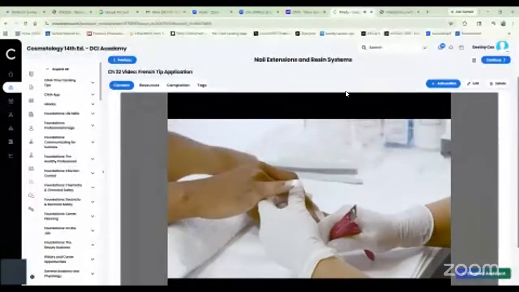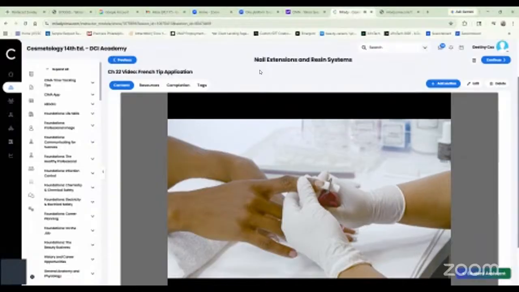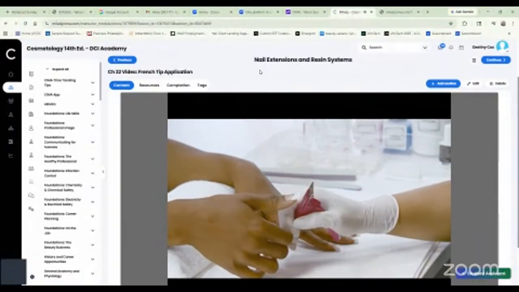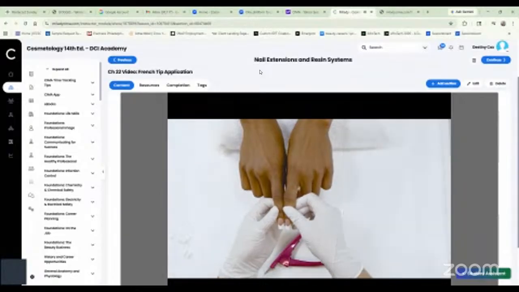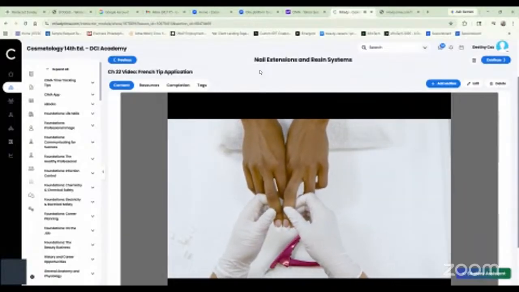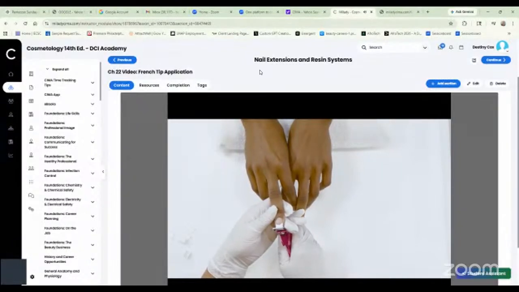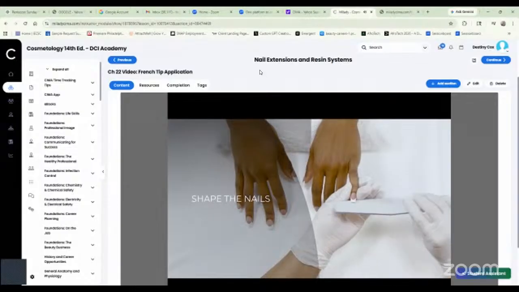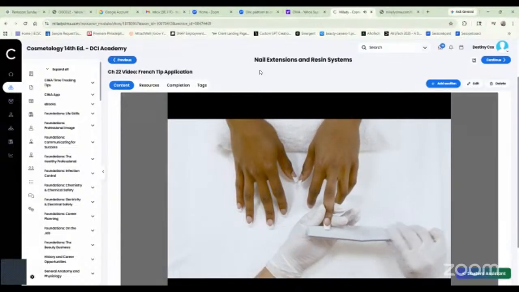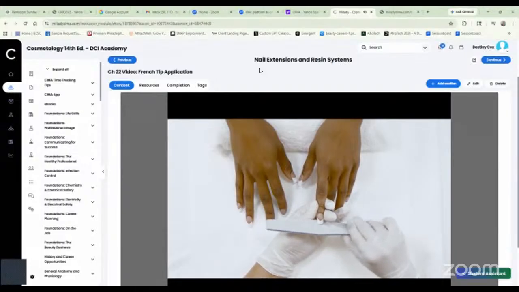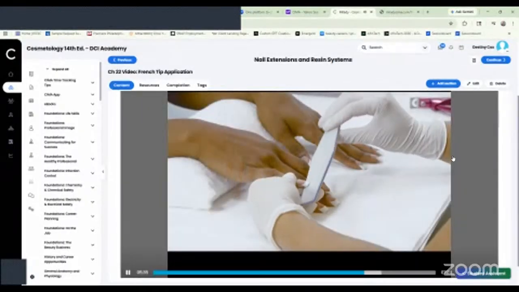Repeat on the right hand. Measure all the nails, hand to hand, to make sure they match in length. File the nails with a medium to fine grit abrasive into the desired shape. Repeat on the right hand.